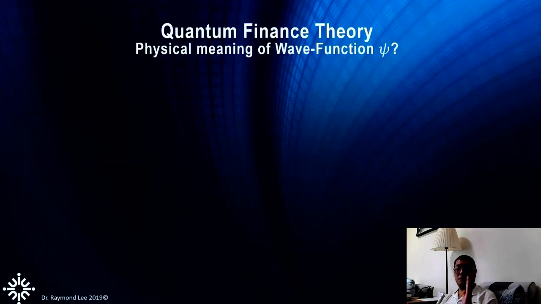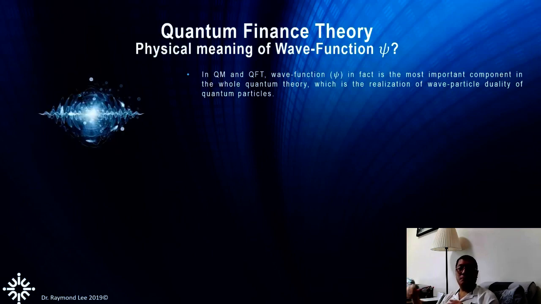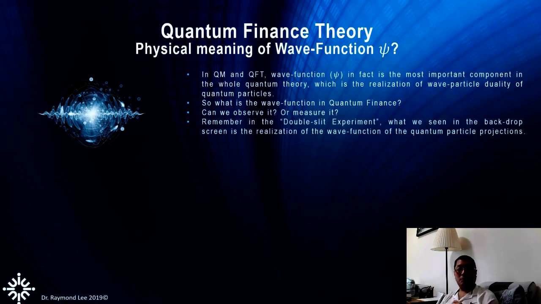So, the physical meaning of the wave function. We have a very interesting dialogue. If you are a genius, you know what I'm saying. In quantum mechanics and quantum field theory, the wave equation itself is the most important component, of course. Without this, we cannot calculate the energy level. So how can we model it, and how can we make the analog? What is the wave function? Can we observe it? Can we measure it? Or can we calculate it?